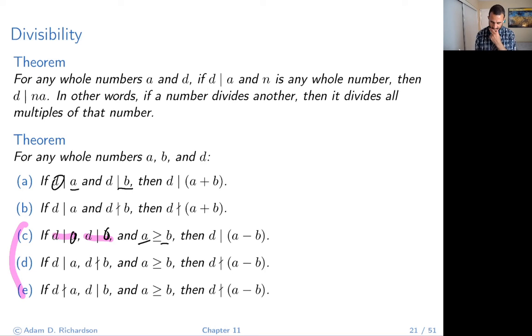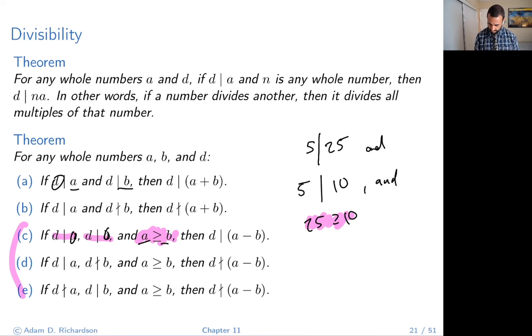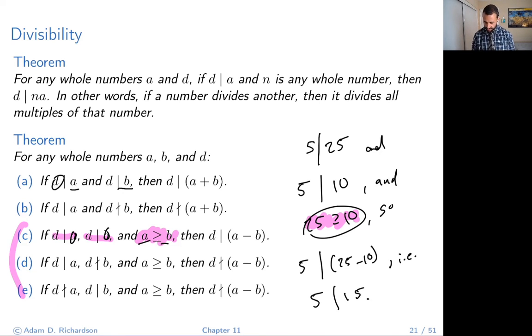Okay, all right, I know that 5 divides 25, and I know that 5 divides 10, and I know that 25 is greater than or equal to 10. This is that part right there. So 5 divides 25 minus 10, or in other words, 5 divides 15, which is true, right? 5 divides 15. So that's what that theorem says. And this is the only reason that we need to have this, we just want positivity. That's why we do that.